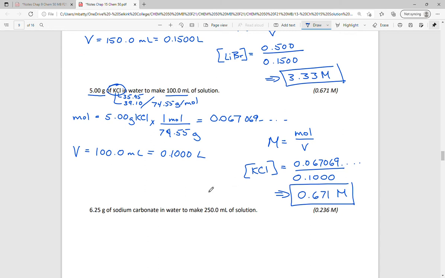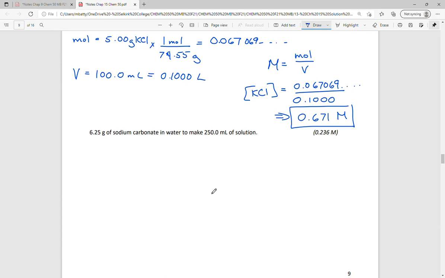Okay, there's another one here. You could pause the video and try this one on your own. We're going to make a solution with 6.25 grams of sodium carbonate, so that's Na2CO3, since carbonate is a -2, in water to make this volume of solution. So I'm going to need the molar mass of this because I was given the grams of it, so it's 3 times 16, and 1 times 12.01, and 2 times, so tedious to do, the molar mass of sodium carbonate.